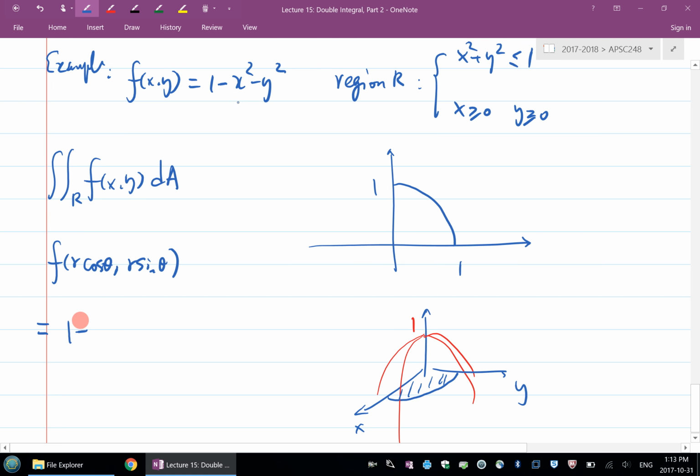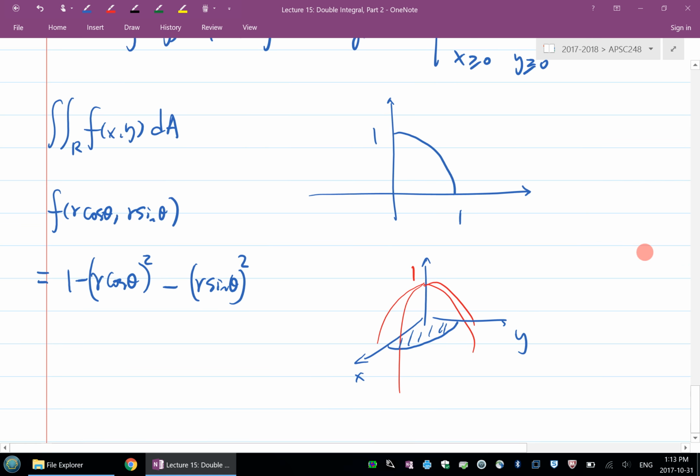Remember what you do with x: you replace x with r times cosine theta, and that's x squared here. Then you replace y with r sine theta. That actually reminds me of the line integral question in the midterm. When you do the integration, you replace the x, y, z with x of t, y of t, z of t. Some students were really confused there. Just find the right place and do the right replacement.